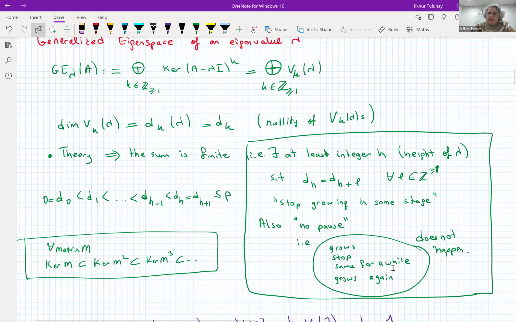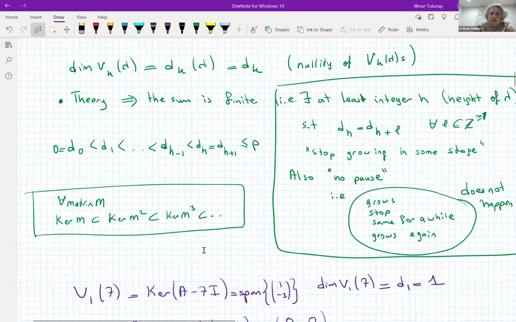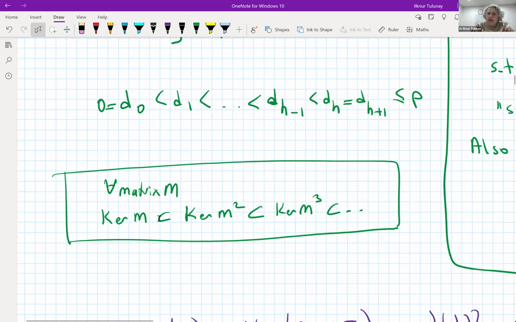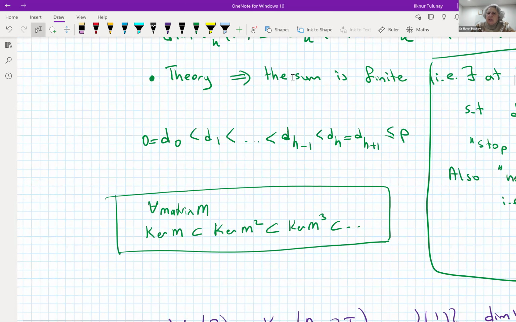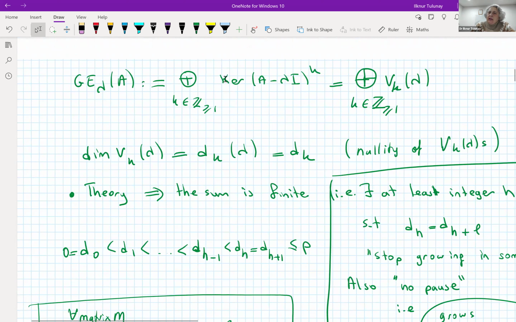And also, the key idea here, why it is working, is this. For any matrix M, the kernel of M is inside the kernel of M squared, the kernel of M cubed, and so on. Everything is included in the next one. So it is the same story here: the kernel of A minus lambda I is included in the kernel of (A minus lambda I) squared, and so on.